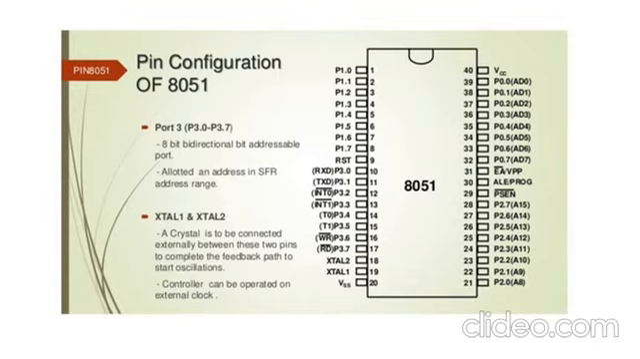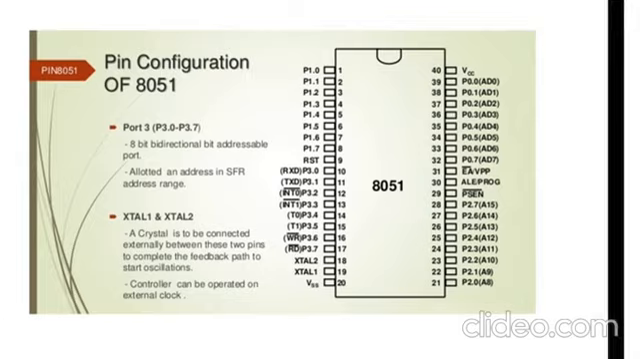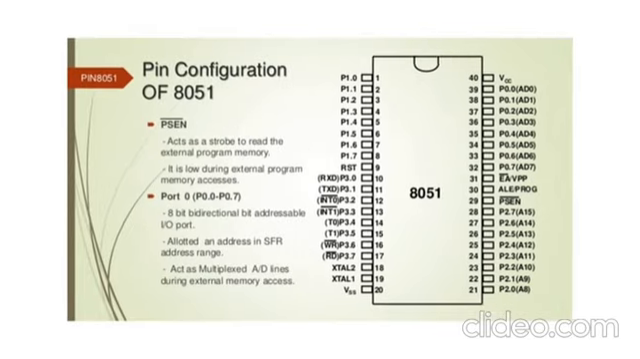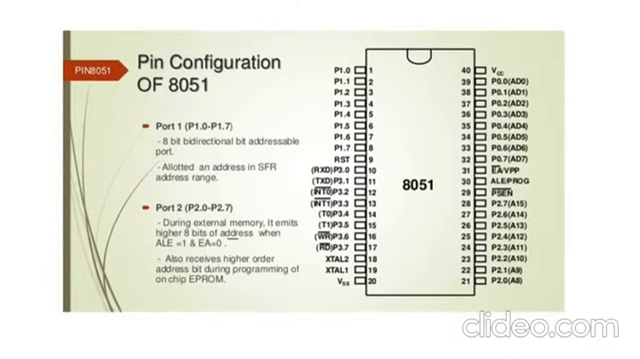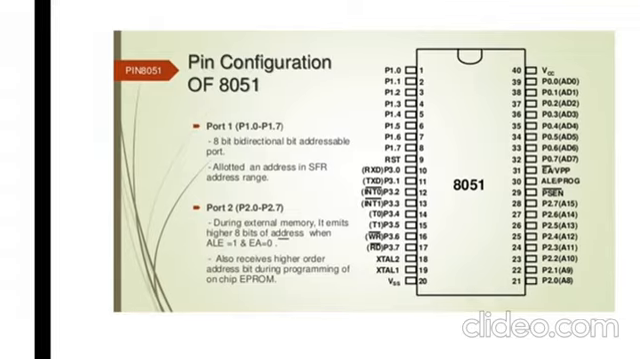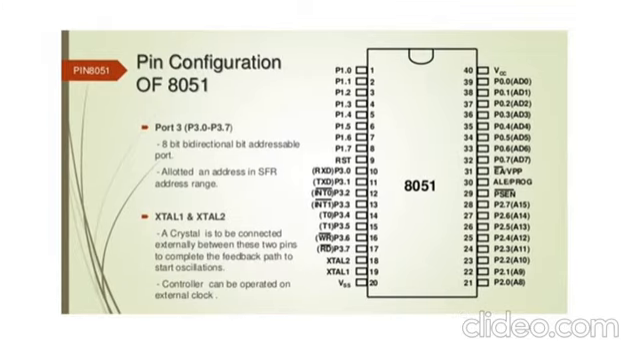Next, port 3. This is also an 8-bit bidirectional bit addressable port, allotted an address in SFR. I didn't tell this earlier: when I said port 0 is at 80H, then port 1 starts at 90H, port 2 starts at A0H, and port 3 is at B0H. So 80, 90, A0, B0.